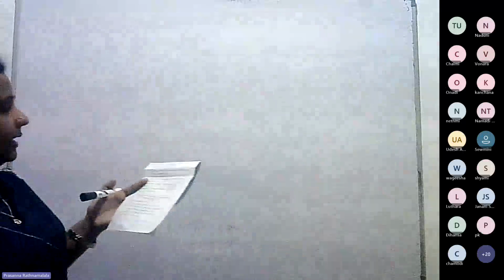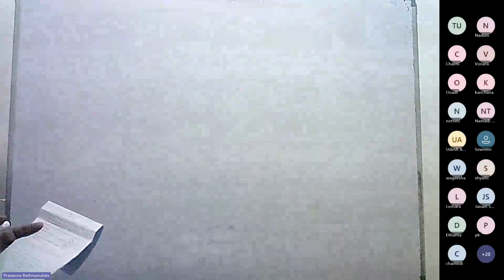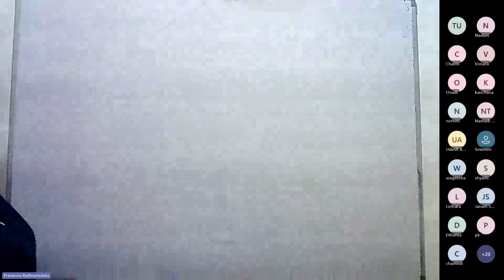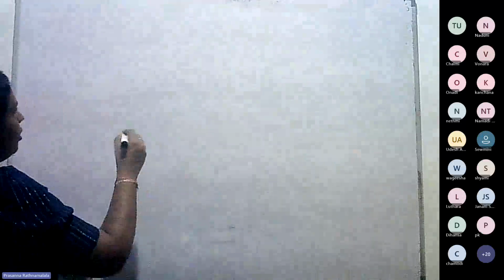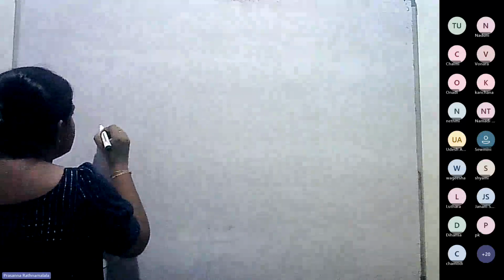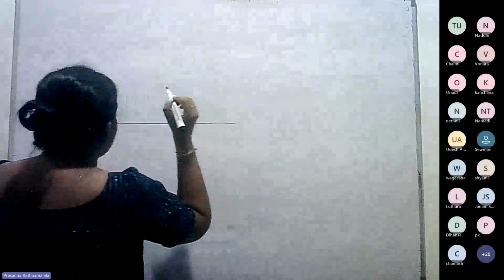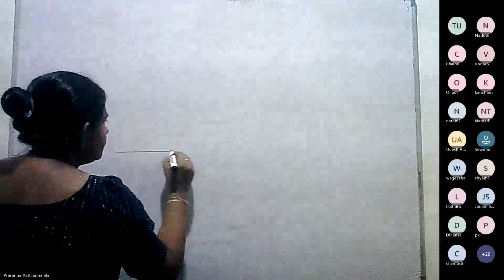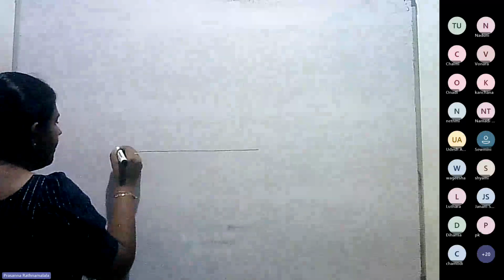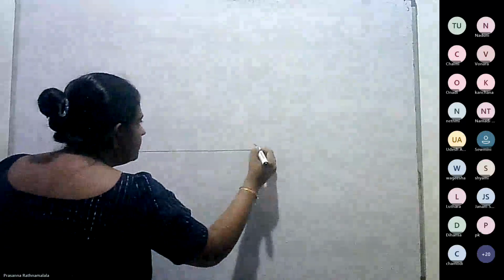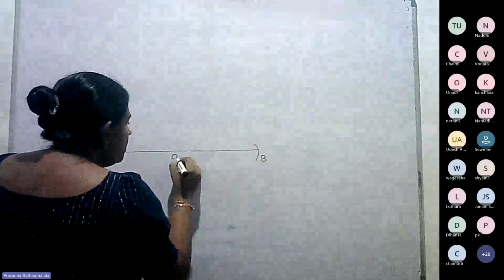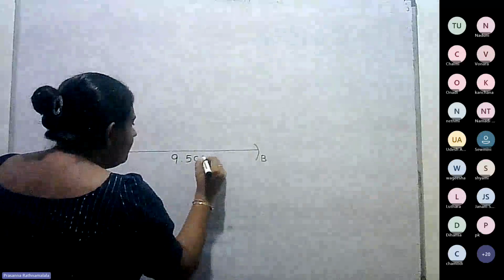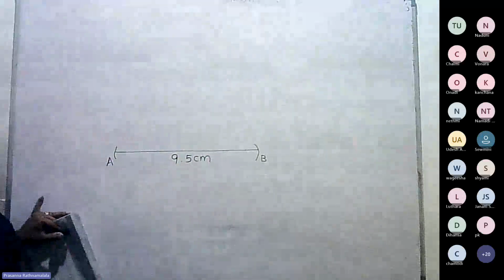Right. Then construct a line segment AB 9.5. Then using your pair of compasses, you draw this line AB. The length of that is 9.5 centimeters.